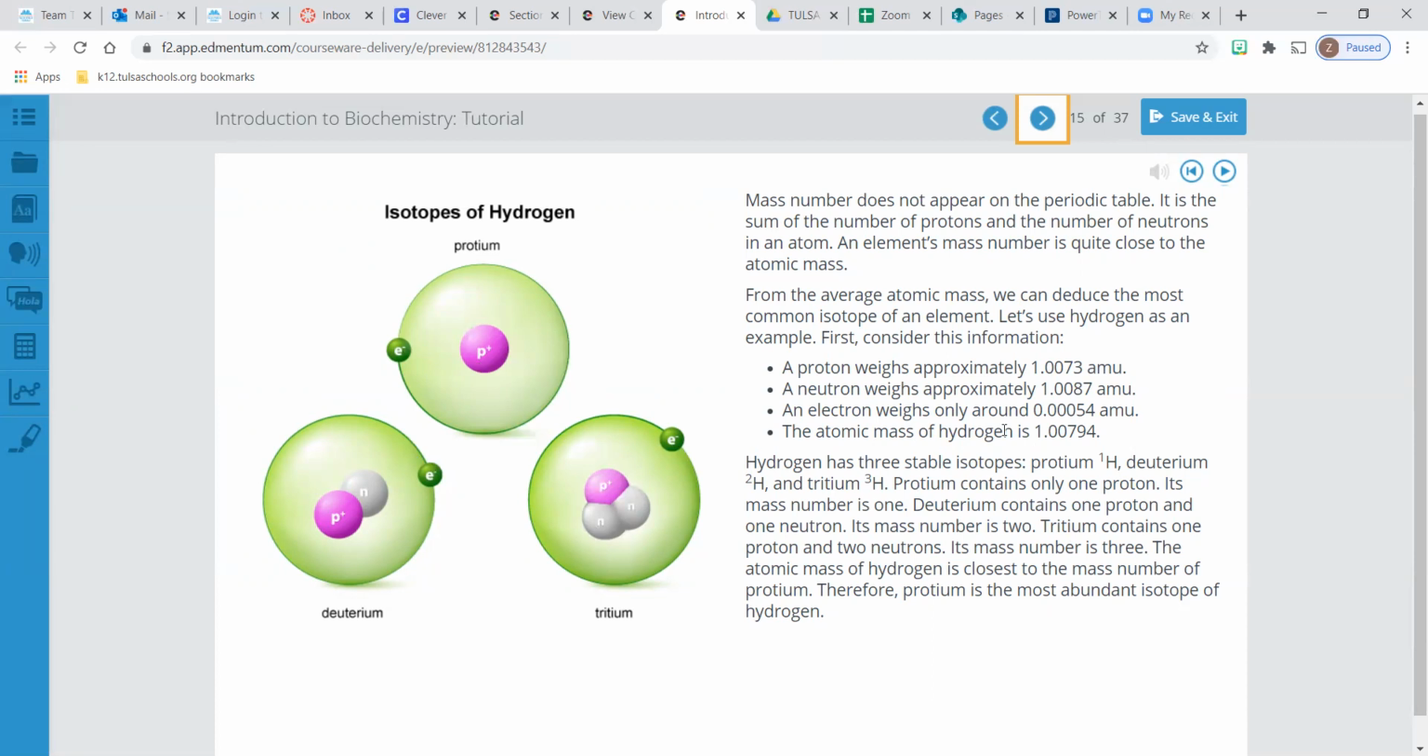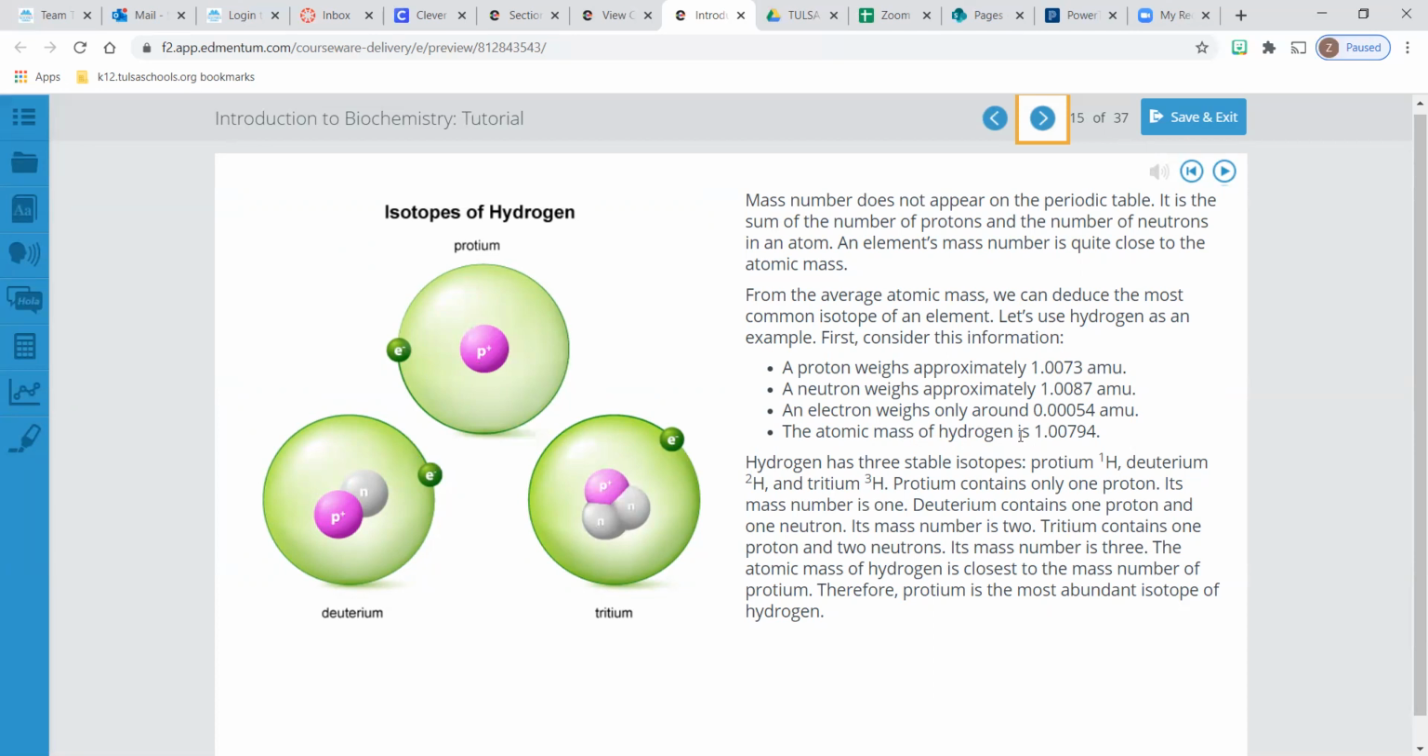A proton weighs approximately 1.0073 atomic mass units, or AMU. A neutron is just a little bit heavier, but almost the same. An electron is a lot smaller, less massive.